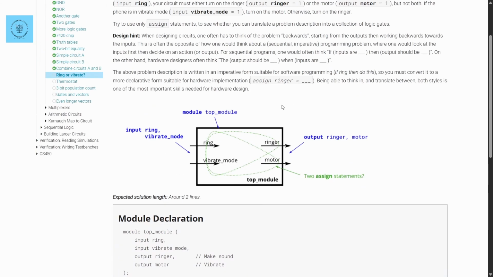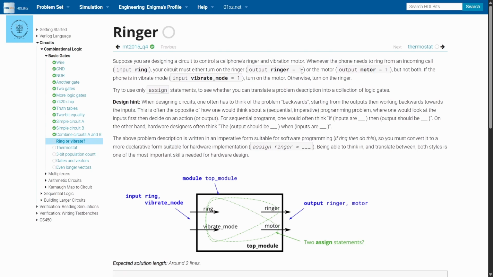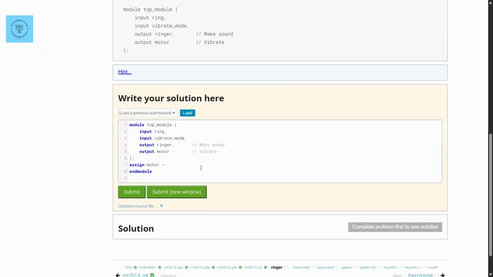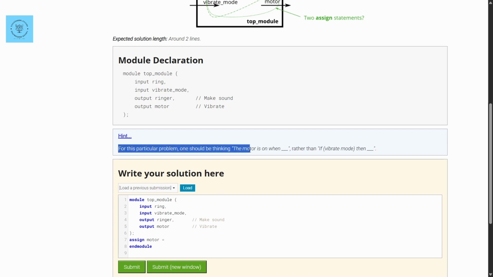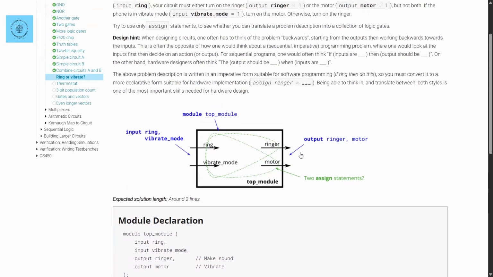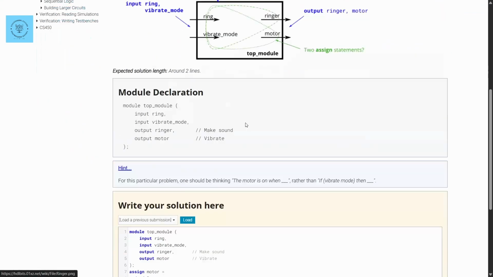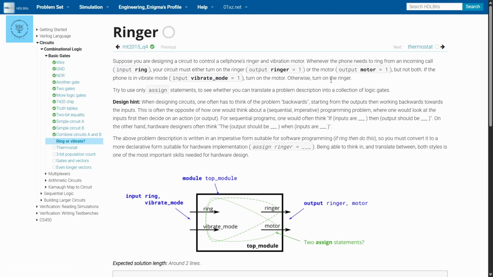So when should the motor be on? The motor should be on either during the ringing, when the ring, or in the vibrate mode. So how can we think of it? Let's take a hint. For this particular problem, one should be thinking the motor is on when in vibrate mode. Going through the hint, we can see that the motor is on when in vibration mode or during the ringing.